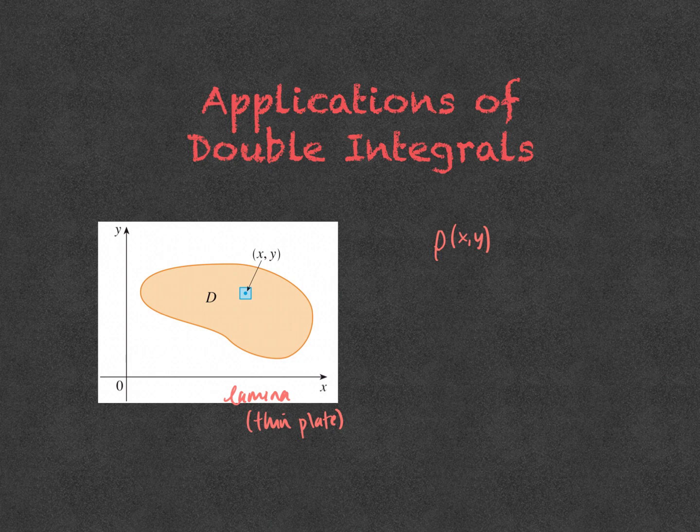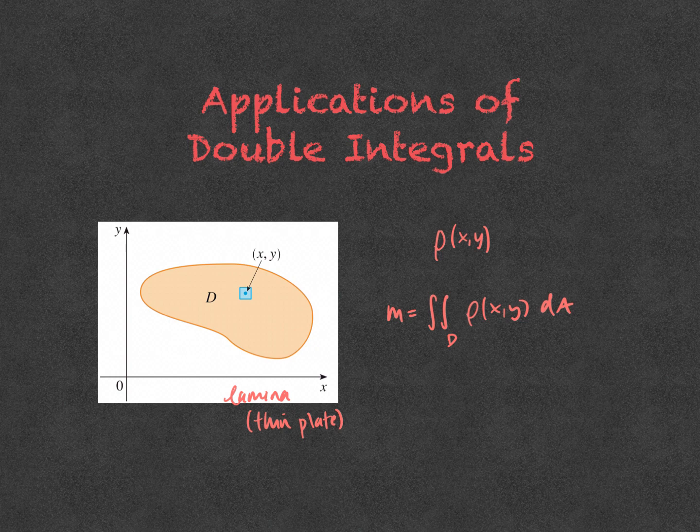Then we can find the mass of the lamina with the double integral over the region D of rho of (x, y) with respect to the area. There's a lot of math and explanation that goes into this. Good news, you don't have to memorize these formulas. I will give you a reference sheet for them, and you can use them when you take your test that covers this section. So this is your formula for mass.